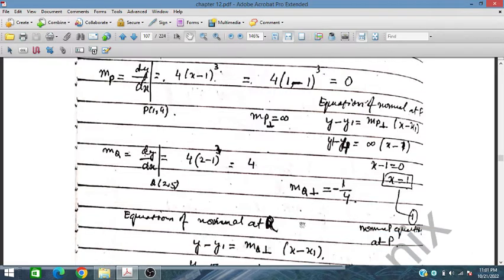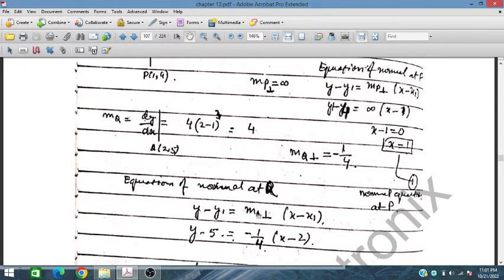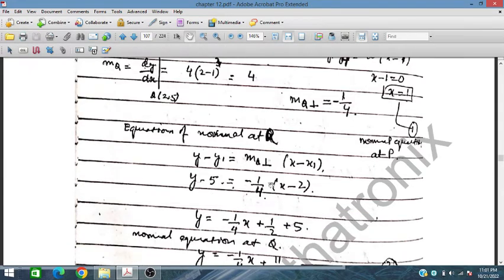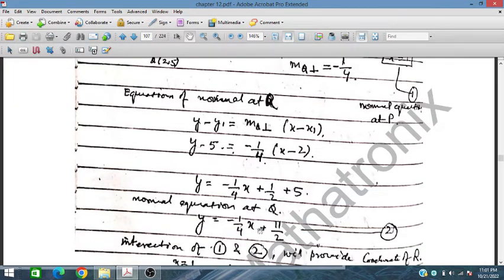here. So the equation of the normal at point Q is y minus 5 is equal to minus 1 over mq perpendicular, x minus 2. So this is y minus 5 equals minus 1 over 4 times x minus 2. So this is the second equation. On simplification, we have obtained this, and this becomes this. So this is the normal equation at Q.